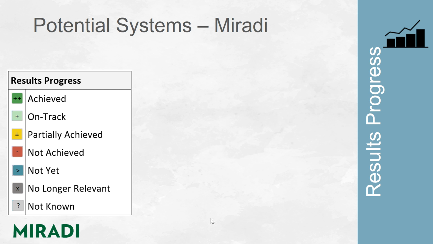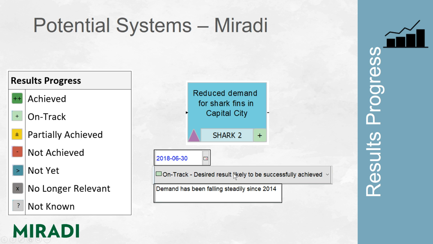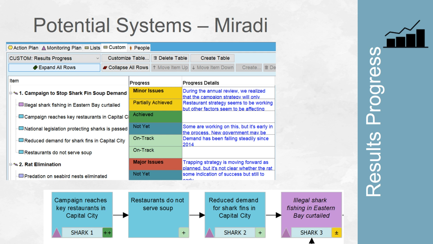Here you can see the color-coded categories to allow users to specify progress on a result. Miradi will show the rating on the result itself, and if you go deeper, you can see you have a space to enter the date and provide notes to clarify the progress rating. Within Miradi, you have the option of viewing the progress results in a tabular form and on your results chains. Different people may like to see these reports in different formats, so it's nice and unique that Miradi offers that feature.